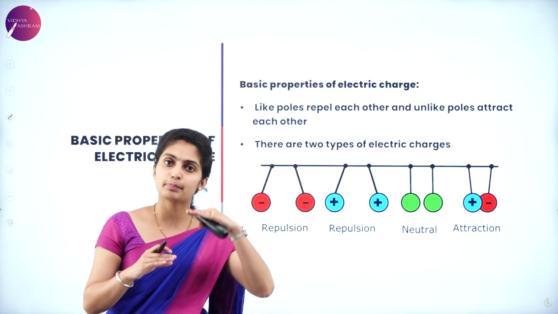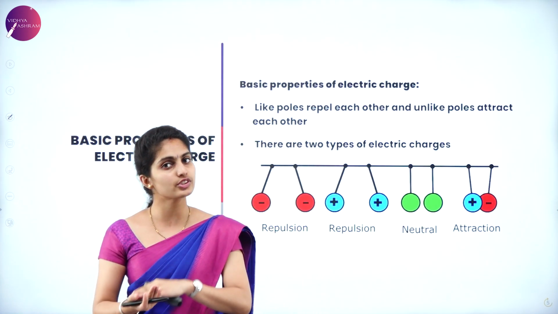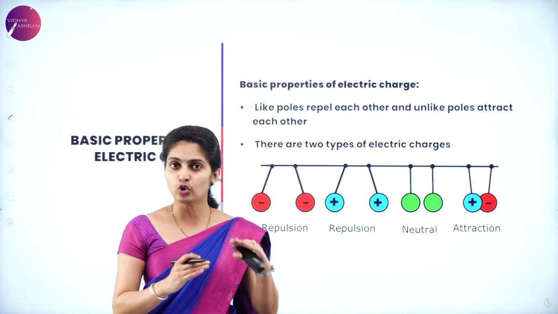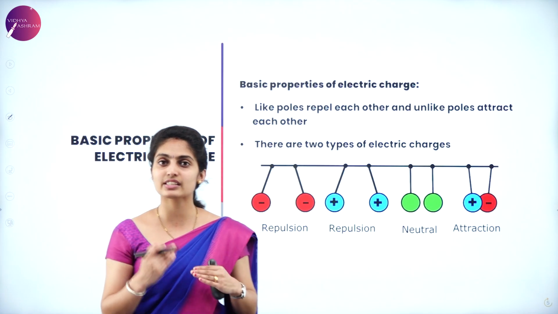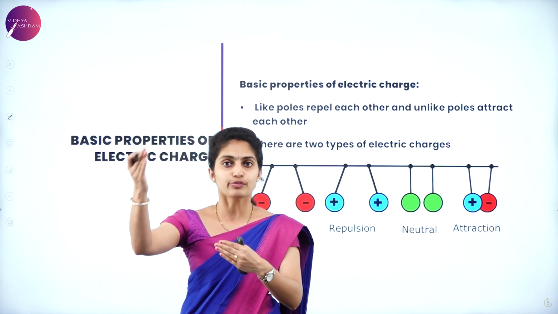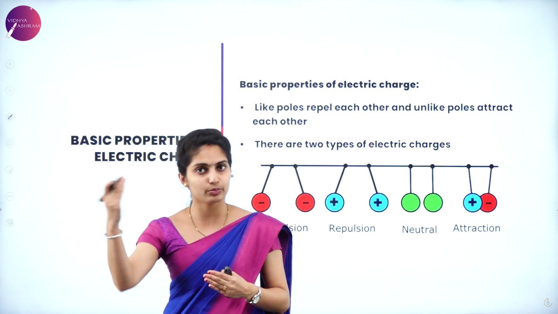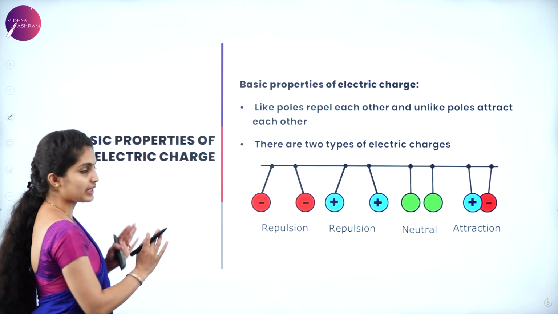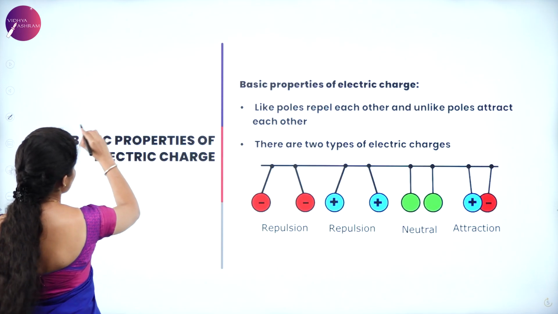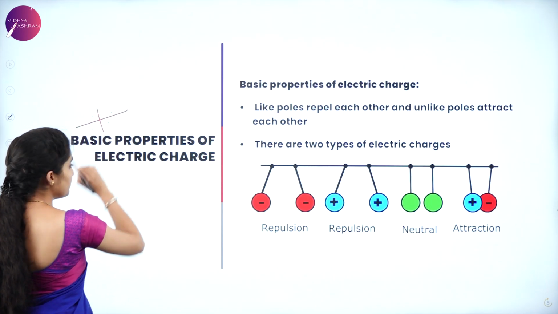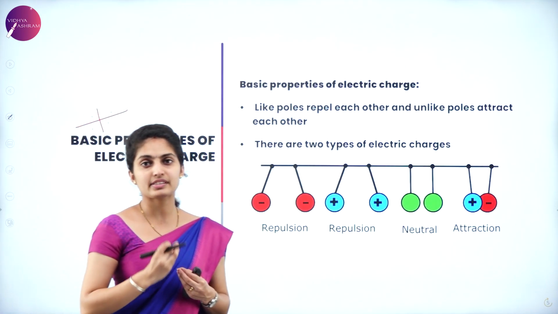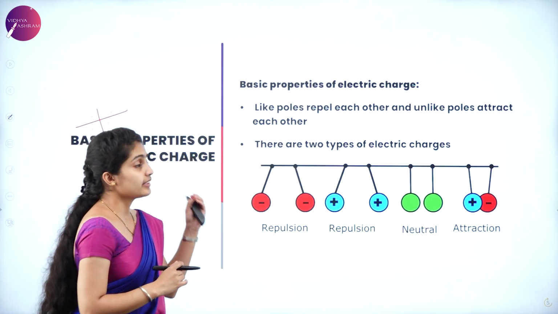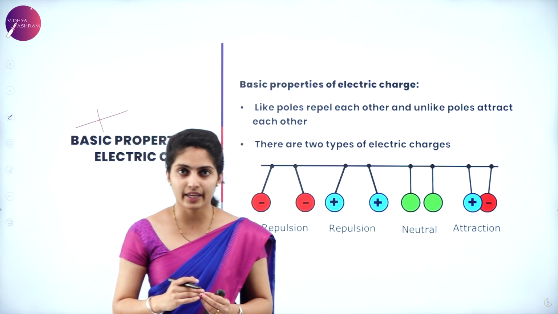Now let us study the basic rules of the charges, the basic property, how exactly it works. If we get to know how exactly it works, it's very easy for us to go on with the further definitions or numericals or anything as such. So now we have the basic properties of electric charge, which is one of the most important questions. So what is this basic property of electric charge? Here, like poles and unlike poles.